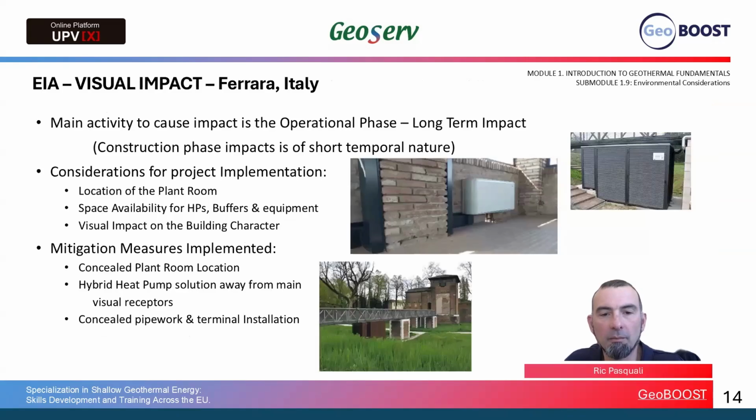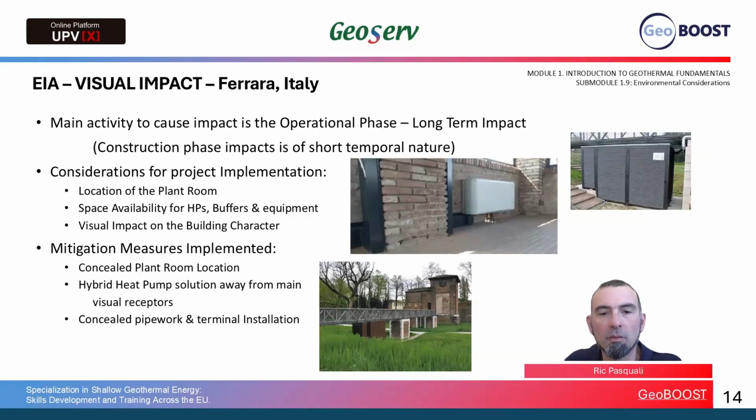So in the next example, we want to look at visual impact. Visual impact is one of the topics under the EIA directive. And you can see here again another example from Ferrara in Italy. So in this case, this is a UNESCO World Heritage Site. So cultural heritage and visual impact were extremely important in terms of integrating a geothermal heat pump solution to this historical building or this historical site.